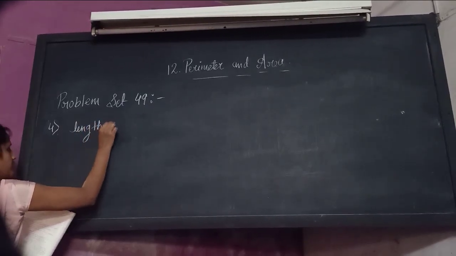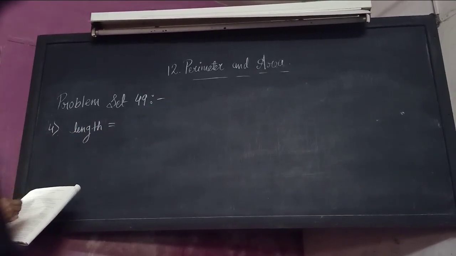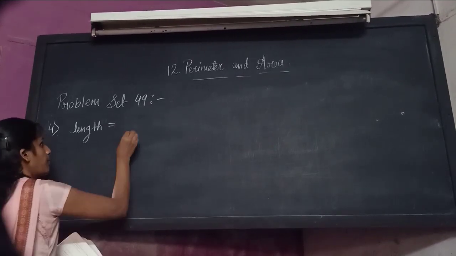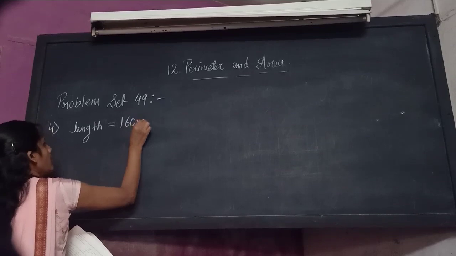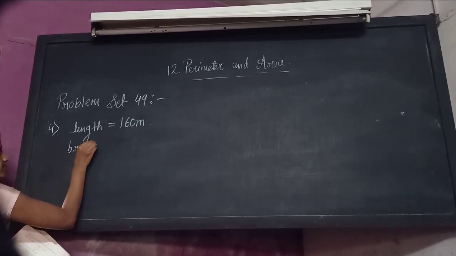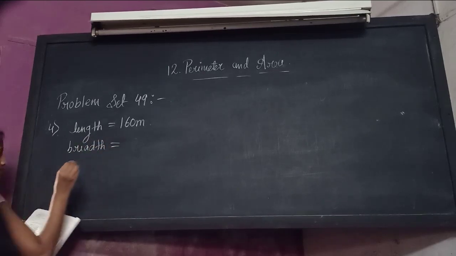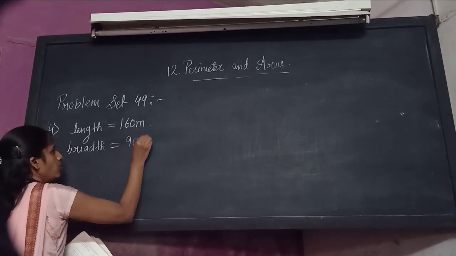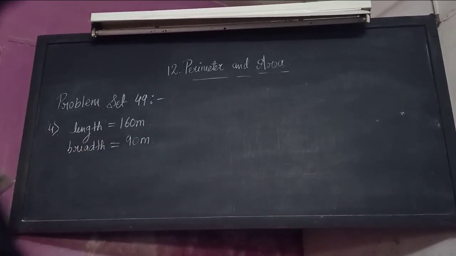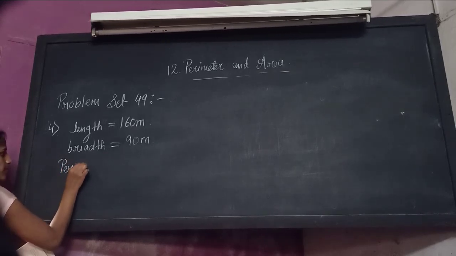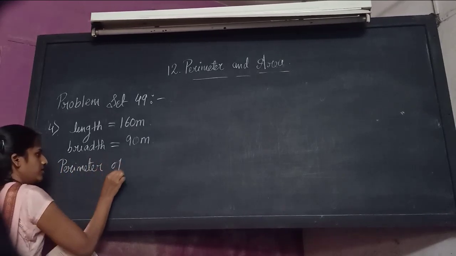So just write down the length. The length of that ground is 160 meter, and the wide means breadth. The breadth of the field is 90 meter. We have to find out 4 rounds, perimeter for 4 rounds. First of all, we will find out for 1 round, that is by perimeter of a rectangle.